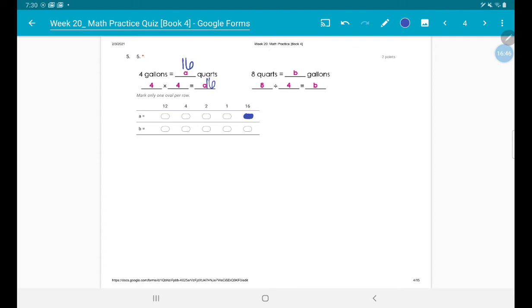The next problem, I have 8 quarts and I need to take it to gallons. So it takes 4 of those quarts to make 1 gallon. So this time I'll be going from the smaller unit to the larger. I'm going to divide. 8 divided by 4 equals 2. B is equal to 2. 8 quarts is 2 gallons.